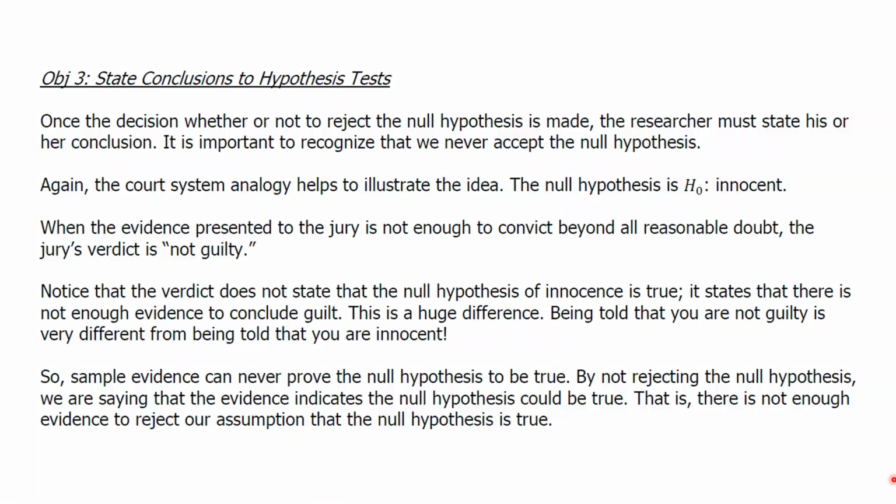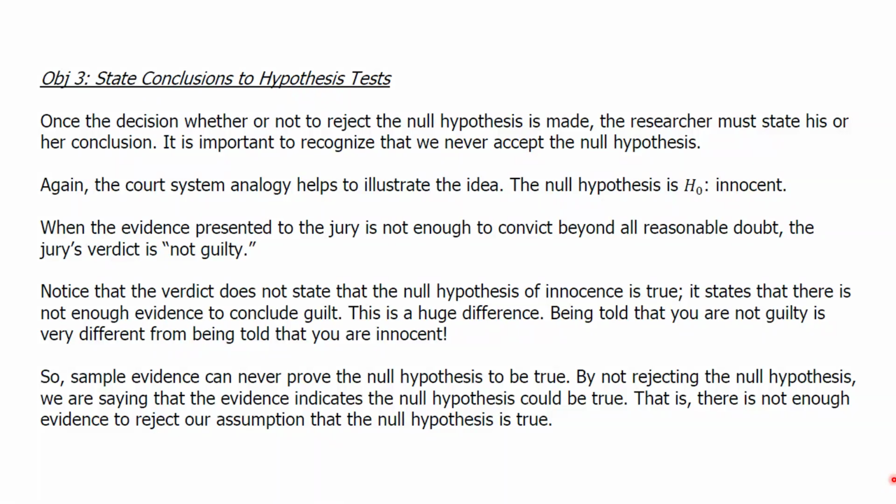This matters because it makes a huge difference between we don't have enough evidence to convict, do not reject the null, to we have proven innocence. This would be accepting the null, and we can't do that. So again, the court system analogy helps us to illustrate the idea. The null hypothesis is the null is innocent. So when the evidence presented to the jury is not enough to convict beyond all reasonable doubt, the jury's verdict is not guilty. Notice that the verdict does not state that the null hypothesis of innocence is true. It states that there's not enough evidence to conclude guilt. This is a huge difference. Being told that you are not guilty is very different from being told that you are innocent.